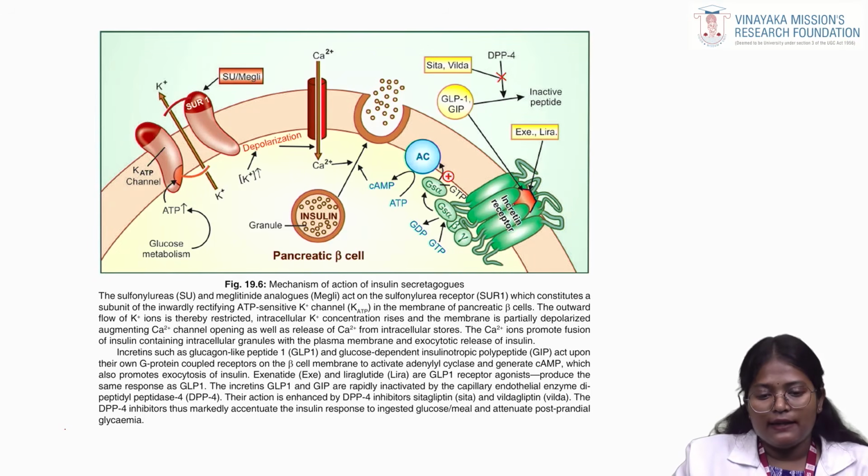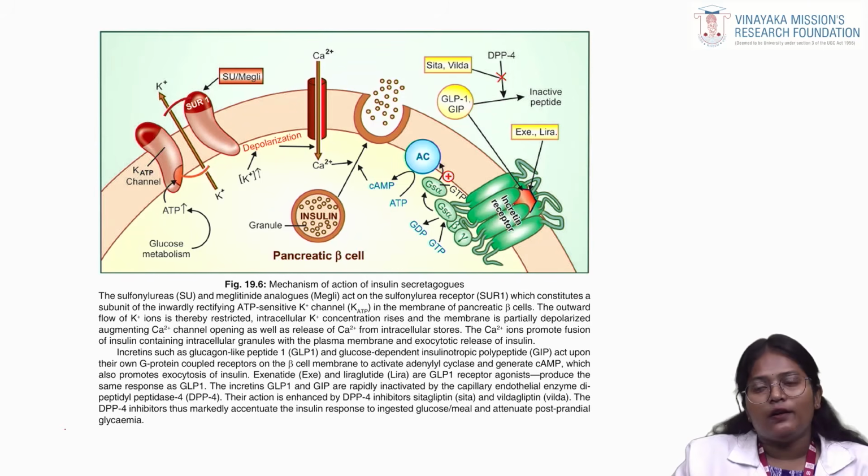After this depolarization, there is augmented calcium channel opening as well as release of calcium ions from the intracellular stores. The calcium ions promote the fusion of insulin containing intracellular granules with the plasma membrane and exocytotic release of insulin. Incretins such as glucagon-like peptide 1 and glucose-dependent insulinotropic polypeptide act upon their own G-protein coupled receptors on the beta cell membrane to activate adenyl cyclase and generate cyclic AMP, which also promotes exocytosis of insulin. Exenatide and liraglutide are GLP-1 receptor agonists which produce the same response as GLP-1.